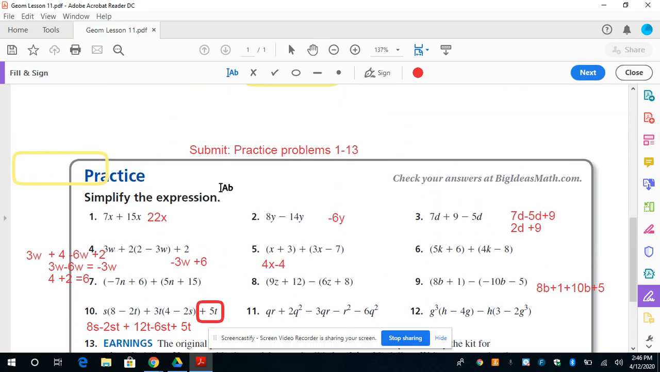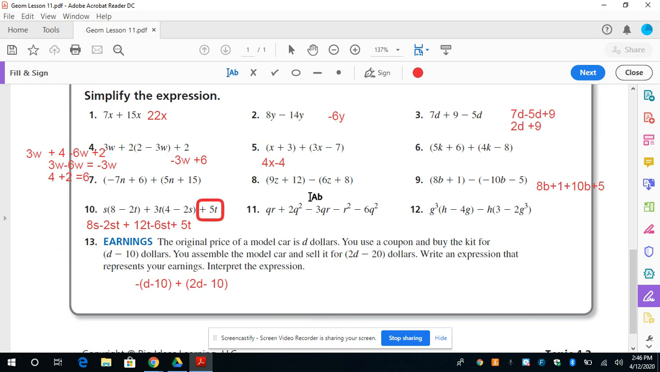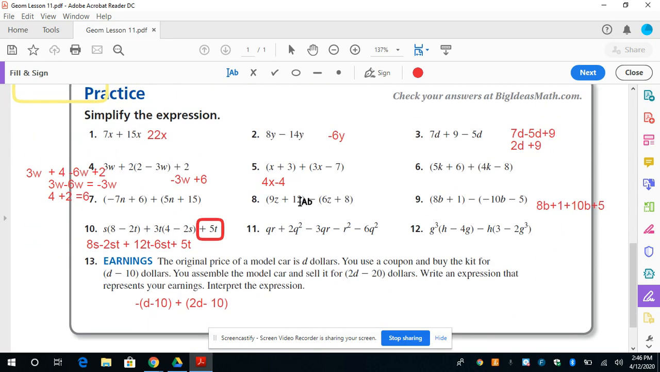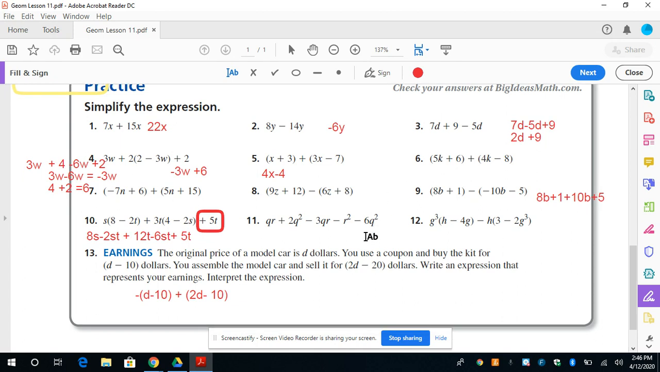Okay, so your homework is to submit the rest of these problems, their answers, to the best of your ability. It would be helpful if you write the original problem with your answer.